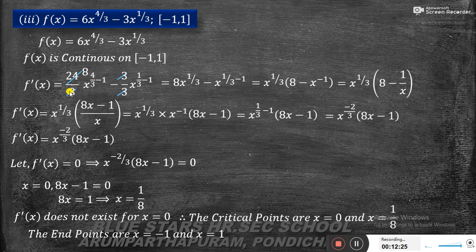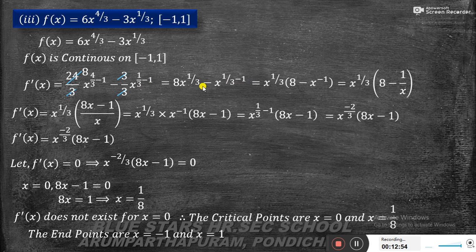So 3 divide the 24, 8 3s are 24. 8 x power 4 by 3 minus 1, we just cross multiply, that means 4 minus 3 by 3, 4 minus 3 is 1 by 3. So I write it here x power 1 by 3. 8 into x power 1 by 3 minus, 3 3s are cancelled. So x power 1 by 3 minus 1, I keep it as it is. No change here, I am not doing any cross multiplication. So x power 1 by 3 minus 1.